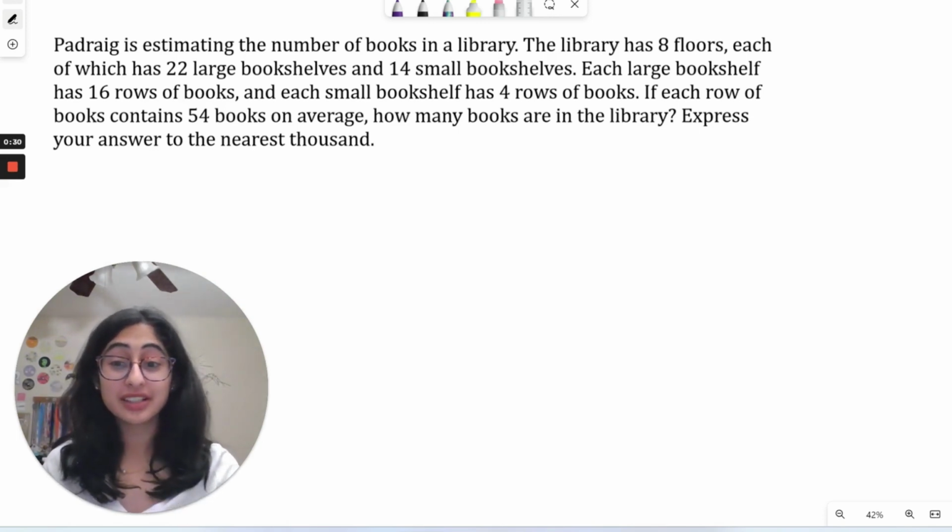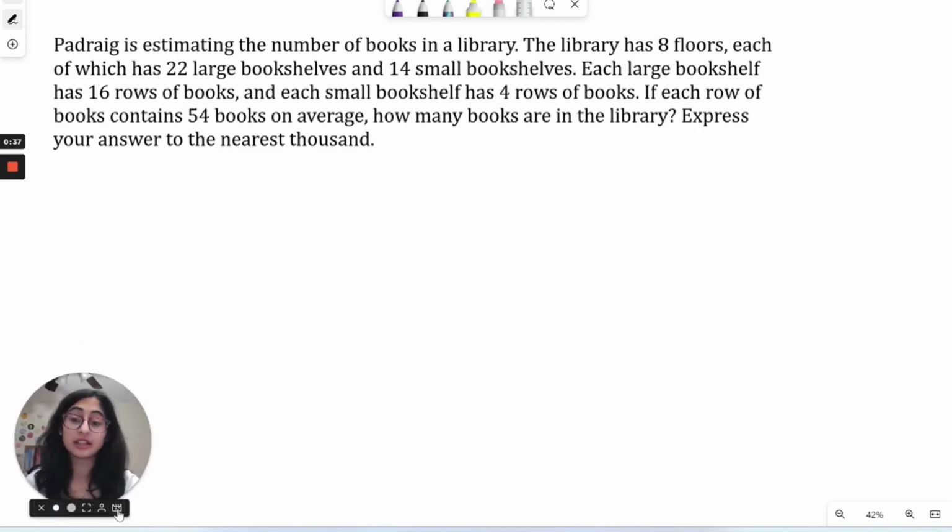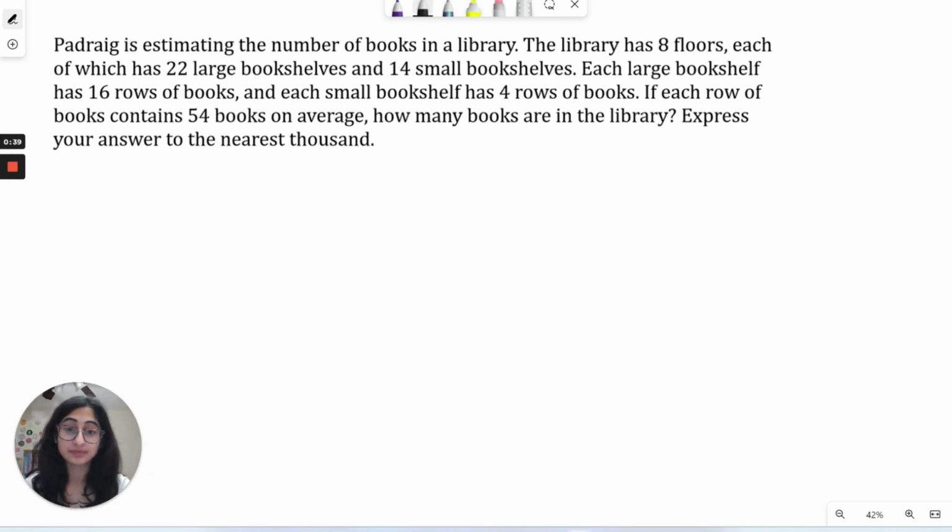So this is clearly a lot of big numbers, but how are we going to find out how many books are in this amazing library? Okay, so first off, we know there are 8 floors, but let's just look at one floor right now, and then we'll multiply it by 8 to find the total number of books. So let me just write it right here so we don't forget.